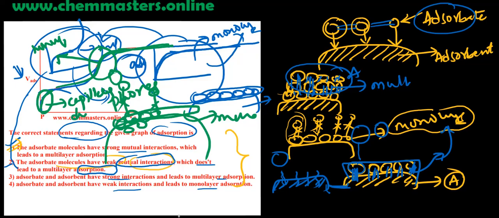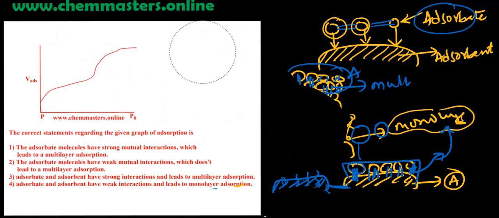Having weak intermolecular interactions. So the second statement clearly indicates that the given graph is due to capillary monolayer adsorption, and that doesn't lead to multilayer adsorption because the adsorbate molecules have weak mutual interactions.